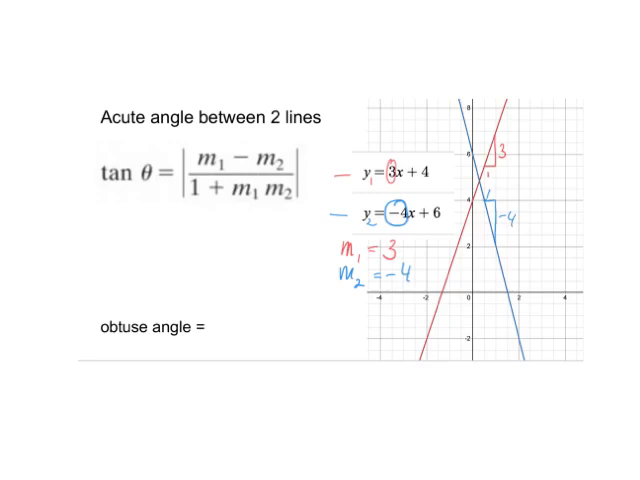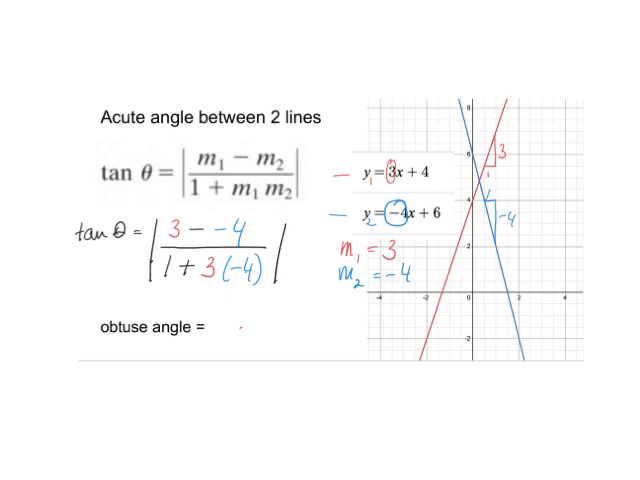Okay, so we now take these slopes and we go tan theta equals the modulus of 3, which is m1, minus minus 4, over 1 plus m1, which is 3, times minus 4. Okay, and it's the modulus of that.